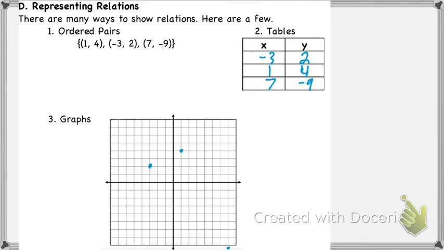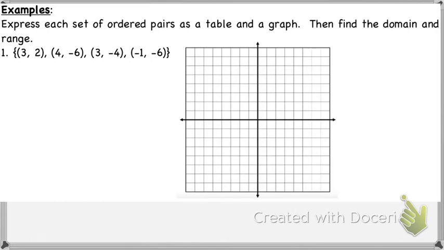Alrighty. We're going to use a couple examples of these. So, in example 1, I want you to express this set of ordered pairs, this relation, as a table and a graph. It's already shown as a set of ordered pairs, but I want you guys to make a table and a graph. Then, find the domain and range. So we had a table and a graph we made on the last one, so I want you to make the table and graph these points as well. And then I would like for you to find the domain and the range.